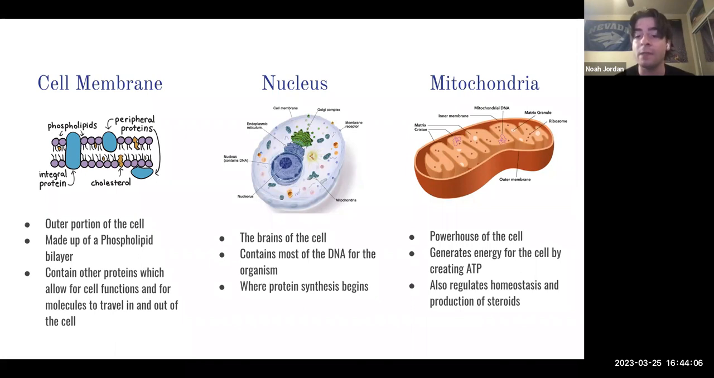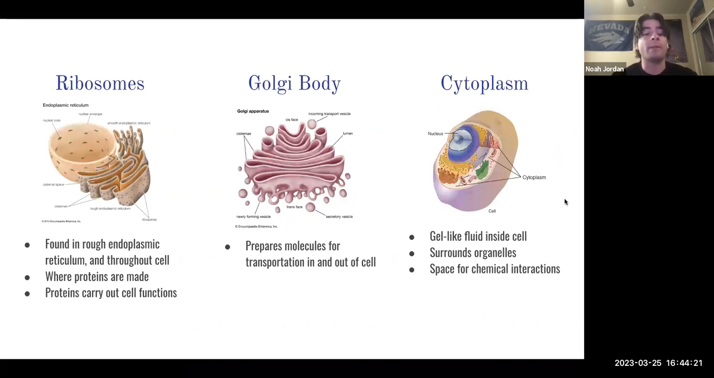Then we have mitochondria. This is known as the powerhouse of the cell, as it generates energy for the cell by creating ATP, but it also regulates homeostasis and produces steroids, which are other functions that not a lot of people know about. Then we have ribosomes. These are found in the rough endoplasmic reticulum and throughout the cell. This is where proteins are actually made, and these proteins later carry out cell functions. Then we have the Golgi body, and this prepares molecules for transportation in and out of the cell.